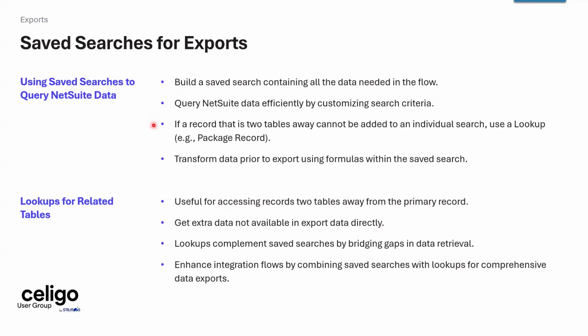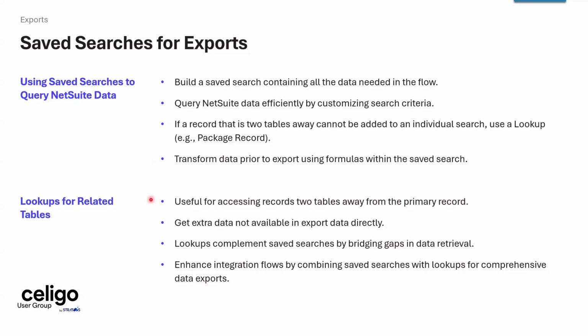Again, if a record is 2 tables away and cannot be added to an individual search, you use a lookup. I have an example that is a package record that applies to a 3PL that creates item fulfillments in your system automatically. And then you can also transform data prior to export using formulas within the save search.